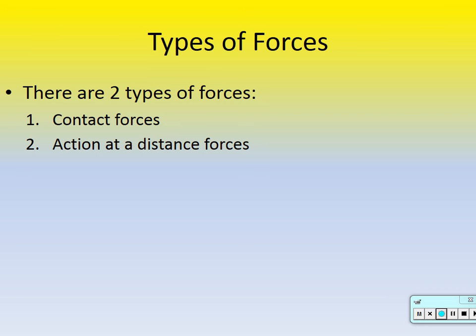Okay, we're going to talk about different types of forces. There's two main types of forces. Number one is contact forces. This is where you actually have to physically touch the other object in order to transfer the force. And then there's action at a distance forces, where you don't actually have to touch that object in order to transfer the force. It's a really creative name. Yeah. Action at a distance forces.